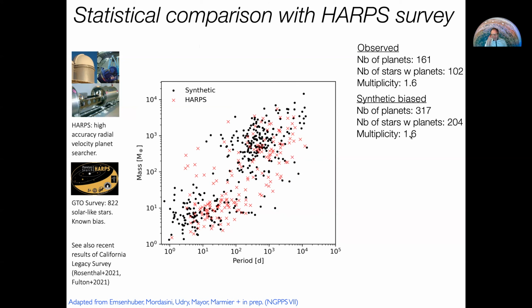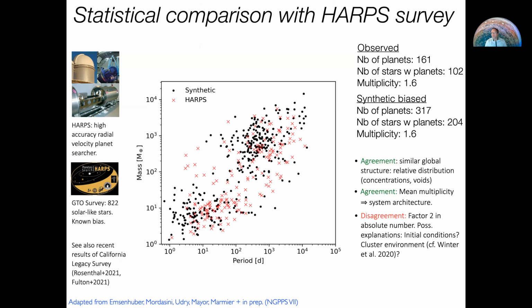And now we can start to do some comparison, first a little bit quantitative. So I would argue there is a similar global structure with some voids, with some concentrations. And the mean multiplicity is also in agreement, that this is a hint of the prevailing system architecture. But of course, there is this disagreement in absolute numbers by a factor 2.